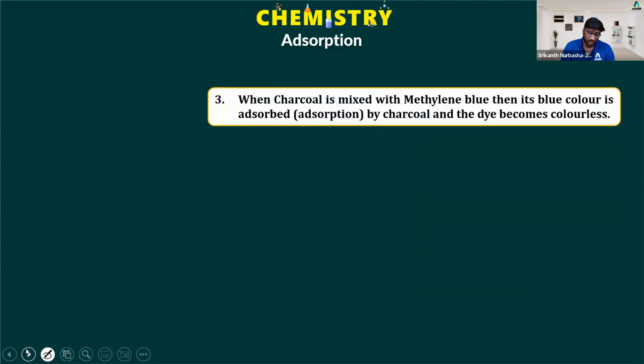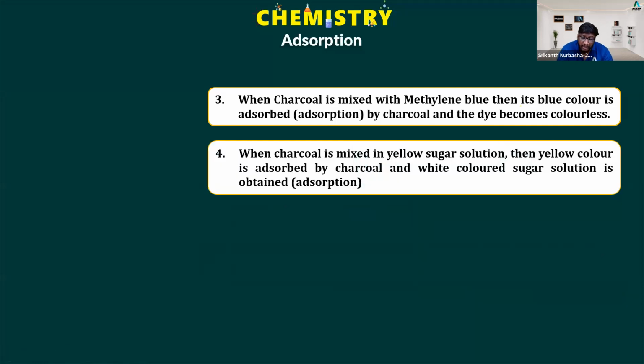Adsorption. When charcoal is mixed with methylene blue, its blue color is adsorbed by charcoal. The blue color is going to be adsorbed. That is adsorption occurred. Adsorbed by charcoal and the dye becomes colorless.